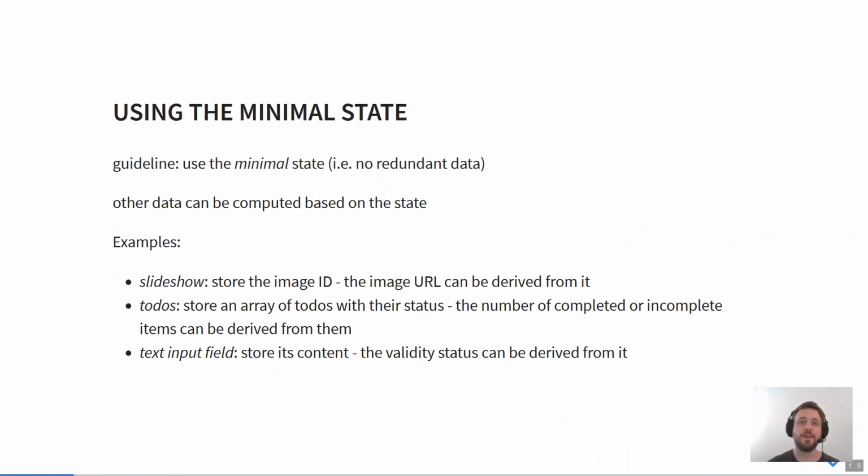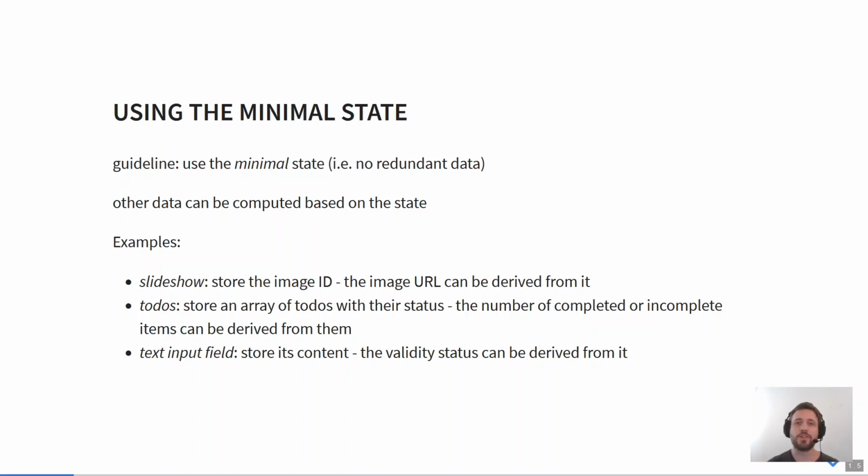As a guideline, we should usually try to store the minimal state, meaning there should be no redundant data. Other data can then be computed based on the state. Here are some examples. When creating a slideshow, we would store the image ID. There's no need to store the image URL separately, because it can be derived from the image ID.